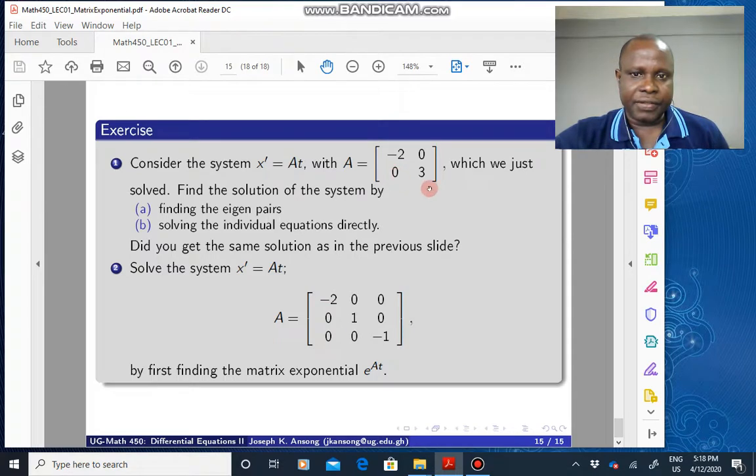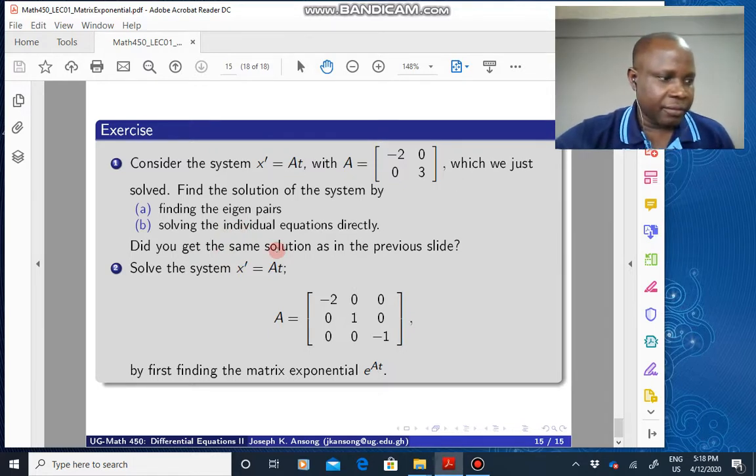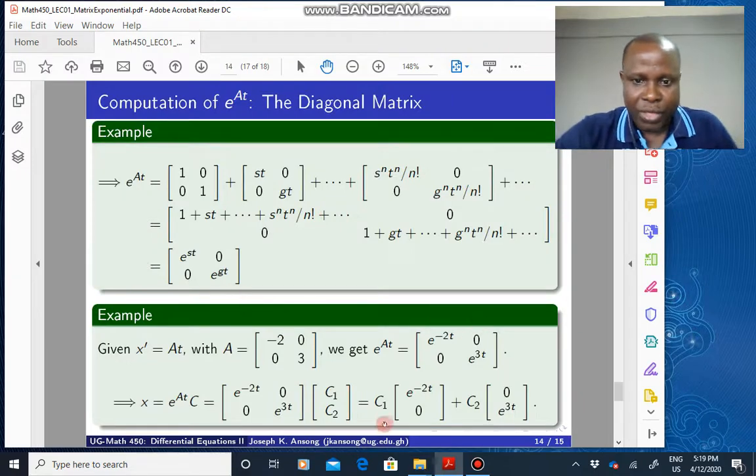This is the matrix we just considered. We just solved it. So the exercise here is for you. This is for your understanding. For you to take a look at, find the solution of this system by finding the eigenpairs, eigenvalues, and eigenvectors. Also, because it's a diagonal matrix, you can actually split this system into individual equations and solve them, if you like, x and y, or x1, x2, and solve them. So see whether the solution you get is the same as the solution we have here.